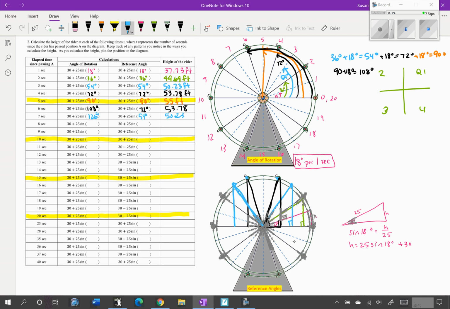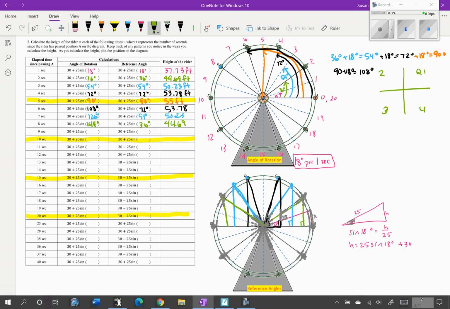So that means for point E, which is after 8 seconds, you can see right here. So after 8 seconds, the angle of rotation, if we add another 18 degrees to that 126, we get 144 degrees. And that should be the same as the reference angle 36 degrees, because that's using this triangle right here. And you can even see that E and B are the same height on the wheel. So if we plug that in, we would get 44.69 feet. And we could keep on going.